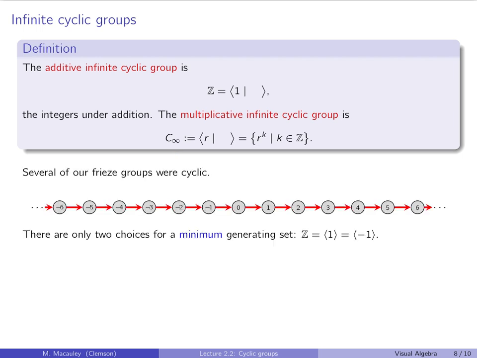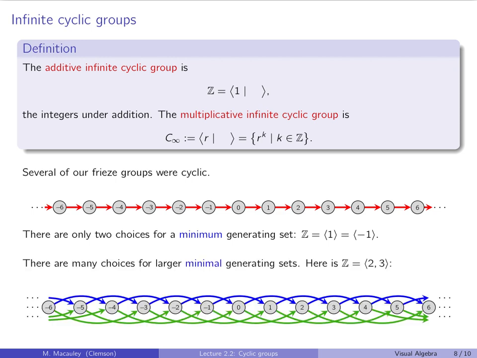Several of our frieze groups were infinite cyclic. Remember the ones generated by a translation or a glide reflection? They had this infinite line Cayley graph. And there are only two choices for a minimum generating set. The integers is either generated by 1 or by -1. So if you choose -1, you get the same Cayley graph. The arrows just go in the opposite direction.